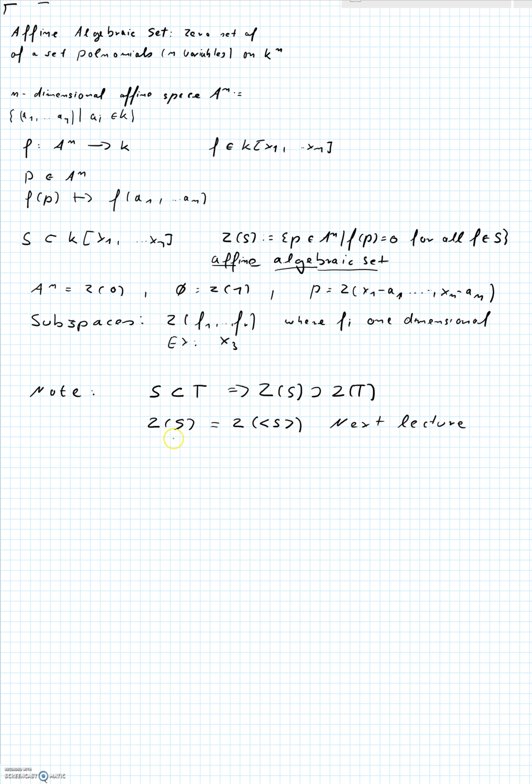And as a consequence, we will see in the next lecture that we can express every affine algebraic set as the zero set of an ideal in K[x1, ..., xn]. And we will also introduce the Zariski topology.